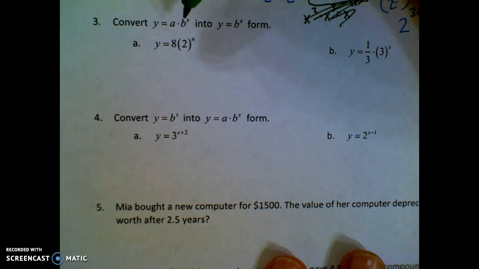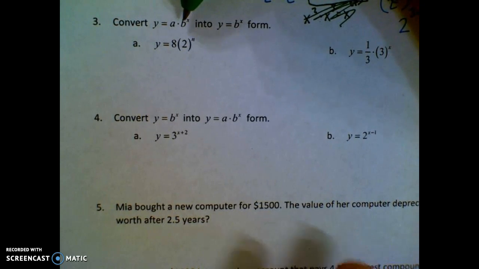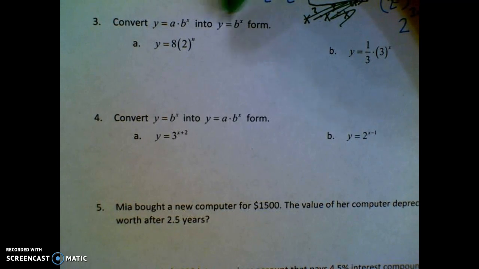For question 3, I want to convert this exponential function into this exponential function. I essentially want to just get rid of that a value out front. So it's going to have the same base. It's going to be b to some power. I'm just getting rid of that a value.